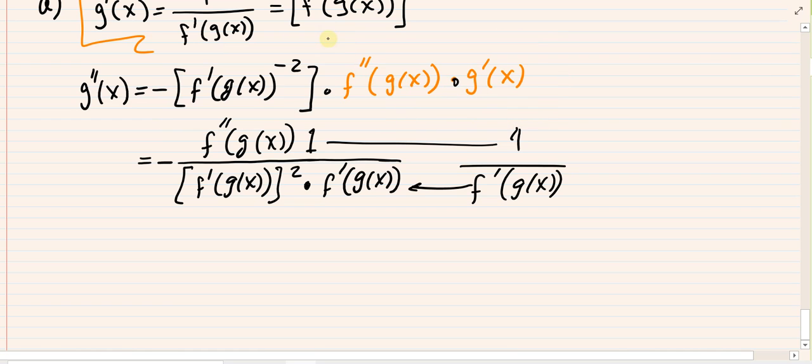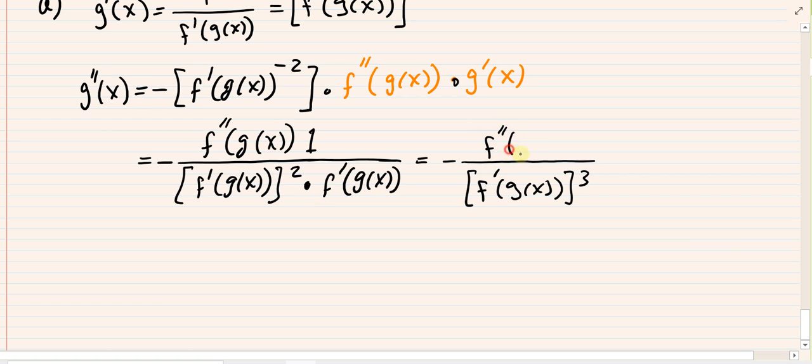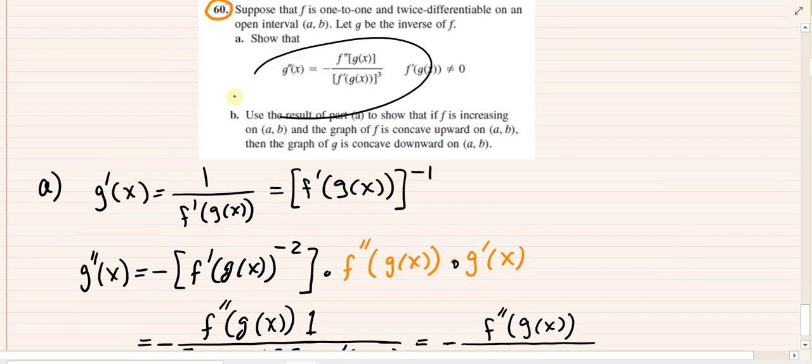So hopefully you're able to follow this. Now that I have that, look in the denominator, we have the same factors. So the denominator is in fact f prime of g of x, quantity to the third power, right? And the numerator is going to be f double prime of g of x. And that's what we wanted to show. Yeah, that's exactly what we wanted to show.